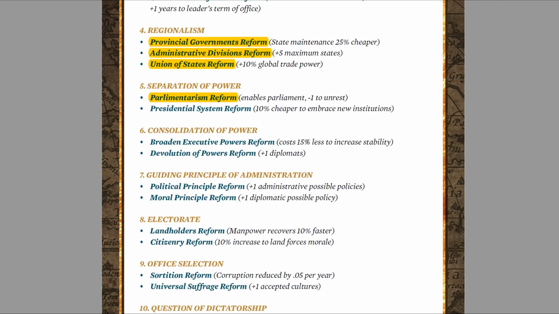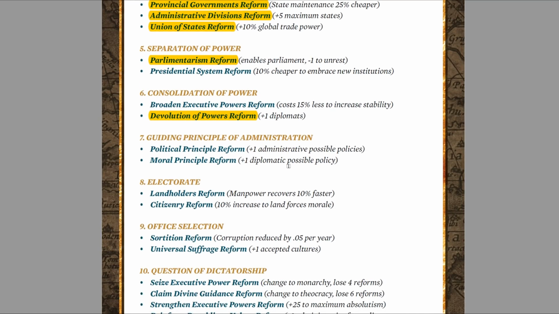The 6th reform costs 15% less to increase stability or +1 diplomat. All right, +1 diplomat almost every time, unless I'm really struggling with stability somehow. Remember, you can change them, but it costs 10 corruption, so you would rather not change them. But +1 diplomat seems like a pretty good policy there, or reform there, sorry.